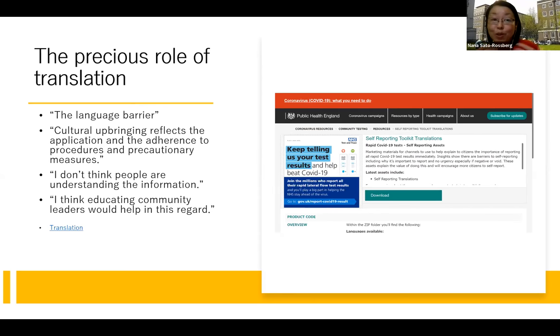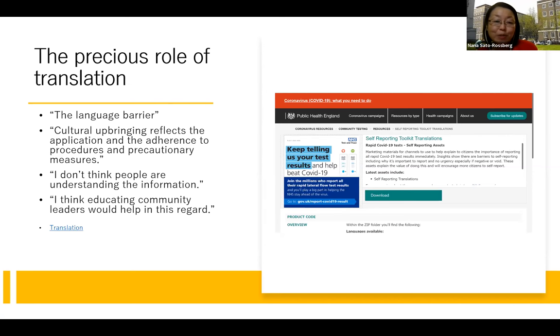Because actually it was English information provided by the government, and not all English speakers understood it well enough. And if that information was translated into other languages that do not share culture much, it doesn't work so well. There is a problem here on how to translate.